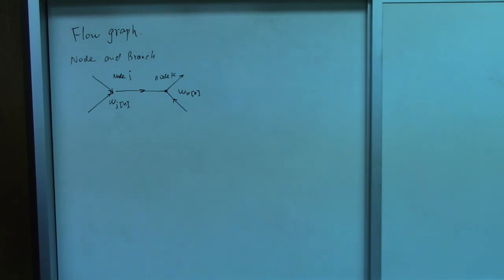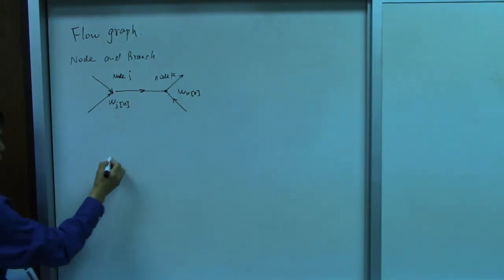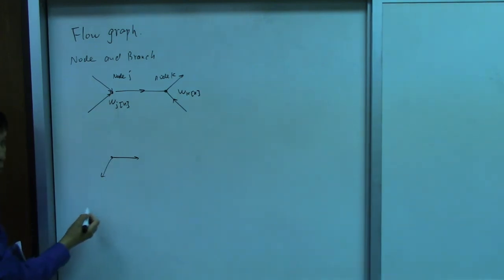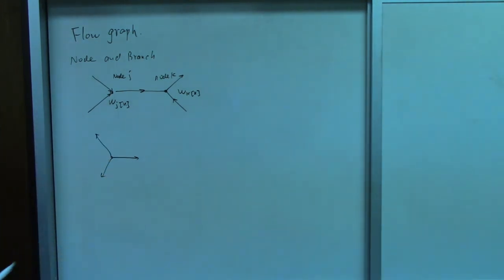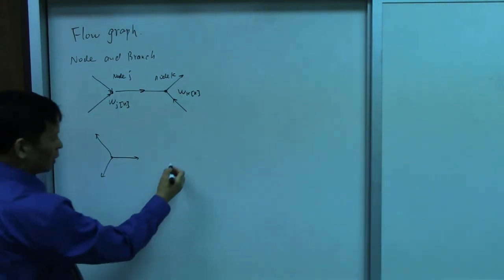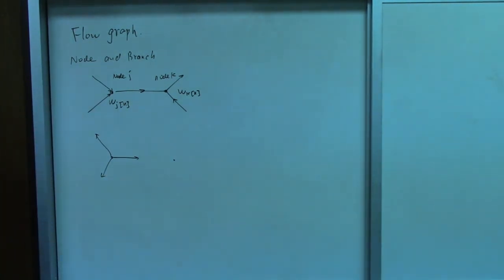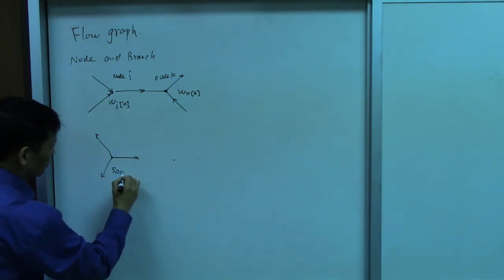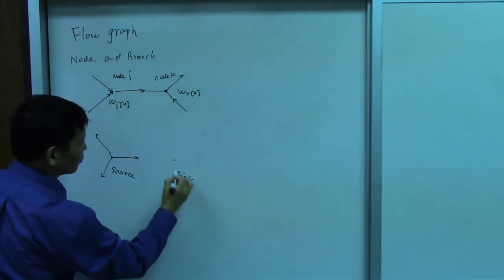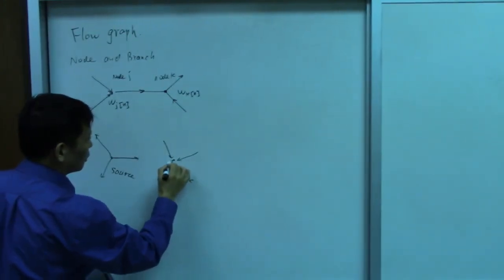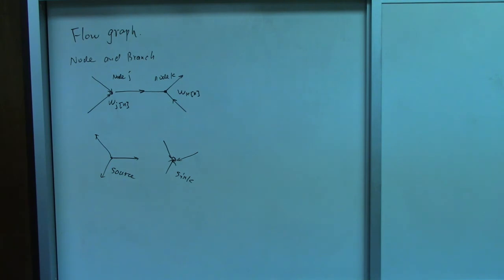If a node has no entering branches, then that is called a source. For example, if this is node and this branch is out, this branch is out, and if there are other branches are out, but there's no branches entering into this, this is called the source. Obviously, this is source. And similarly, with a sink, so this is the source, and the other one is a sink, then it means all branches are entering into the node, into the sink.